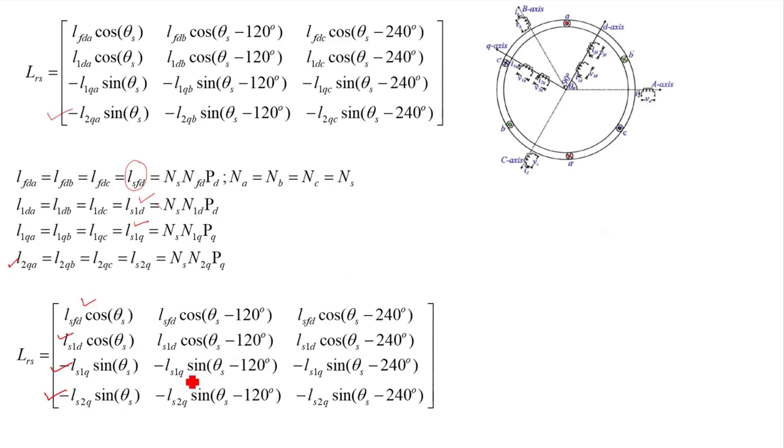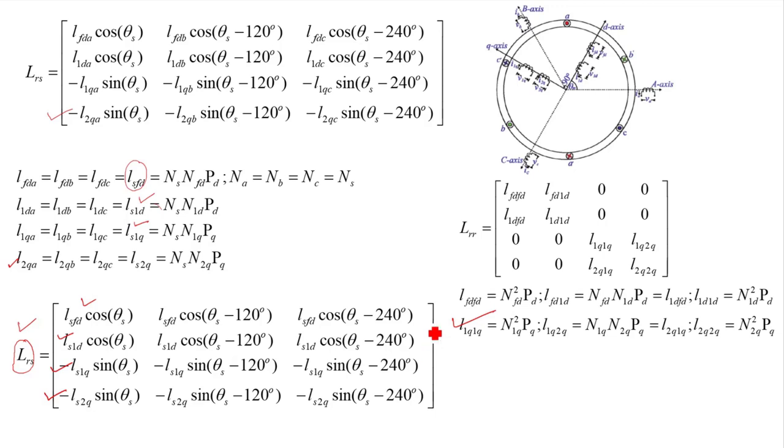So now, for the inductance of the rotor with respect to the stator, we found this expression. Then I can find LRR, that is the inductance of the rotor with respect to the rotor coils. Of course, with the self-inductance of the field, I can find LFD,FD, because there is no varying component, no varying permeance. So therefore, we can directly write LFD,FD. And then with respect to 1D, I can write LFD,1D.